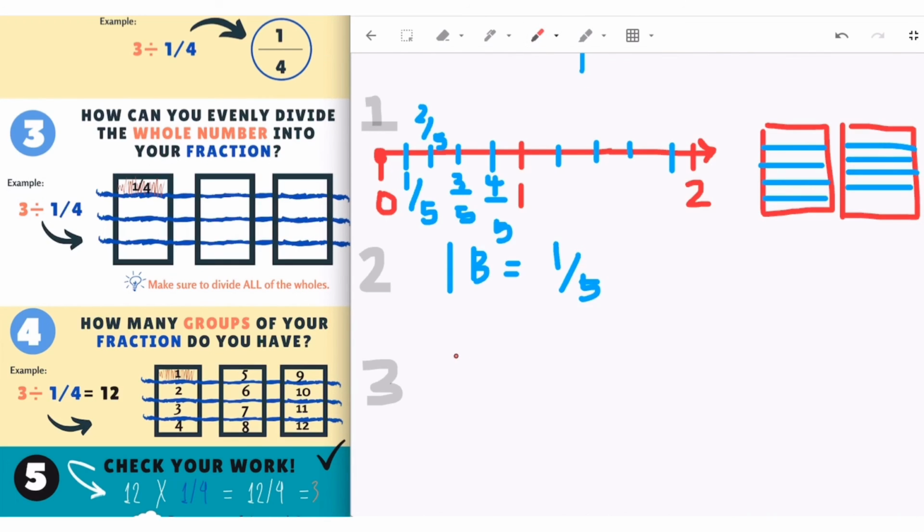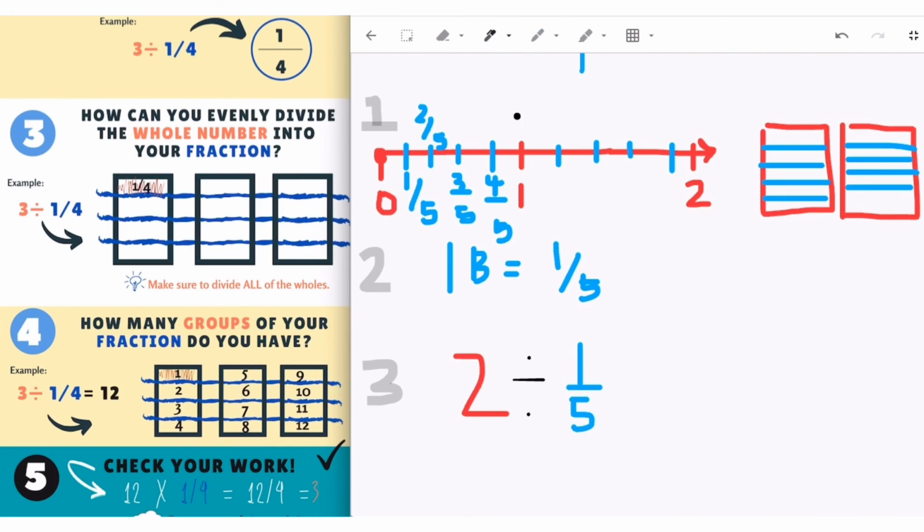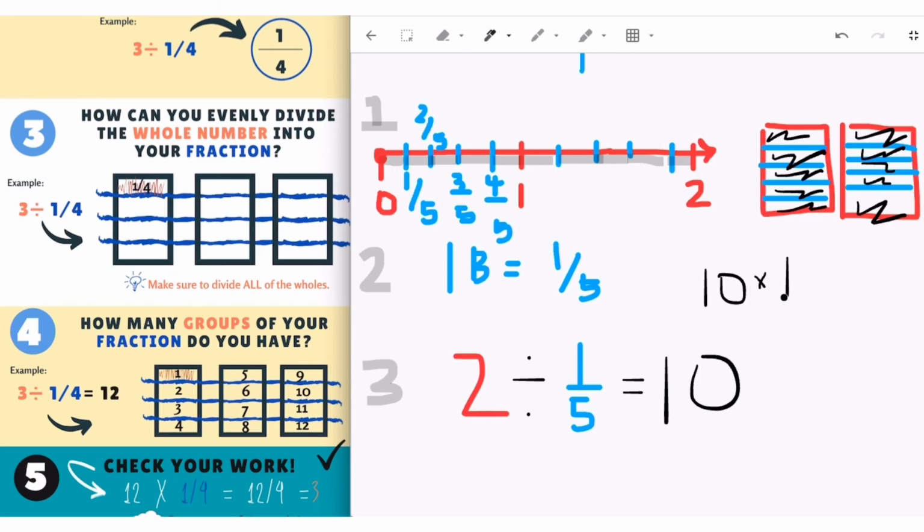Well, I know I started with 2. I divided it by 1/5. And I end up with, now I count my groups. So I have 1 group of 1/5, 2, 3, 4, 5, 6, 7, 8, 9, and 10. So I have 10 groups of 1/5. I can also count it here. Finally, I can check my work. If I have 10 groups of 1/5, which equals 2, the number I started with, so I am correct.